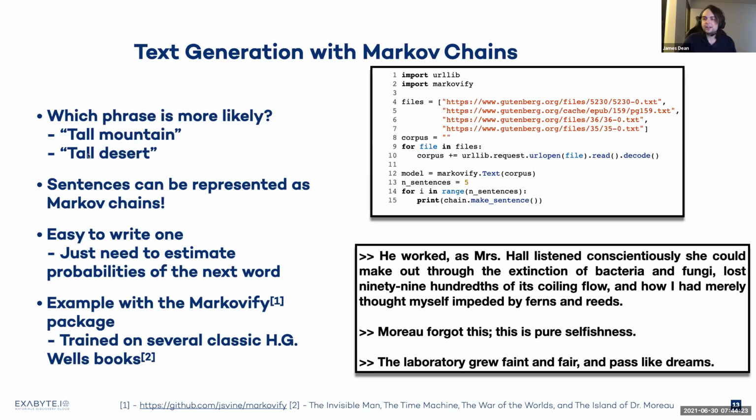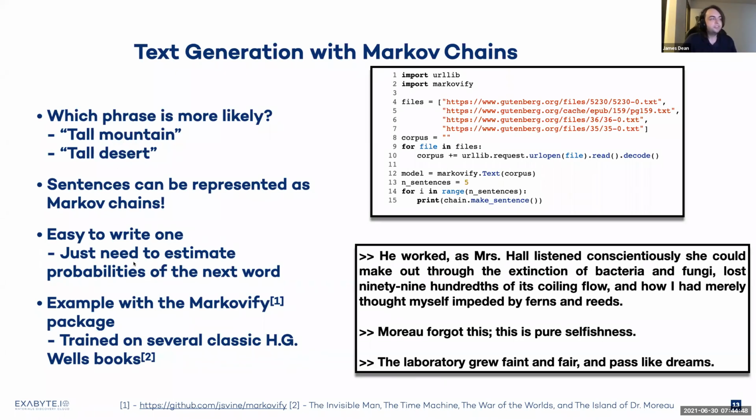As a result, if we think about this in the context of states, if I'm in the state where I've just written the word tall, the probability that I'm going to say mountain next is higher than the probability that I'm going to say desert next. So really, the English language is kind of a set of states and transitions between them if we wanted to do text generation. And this is the idea behind how Markov chains work.